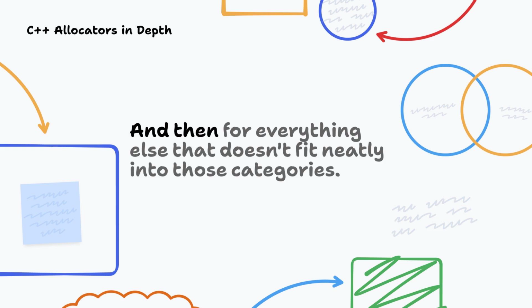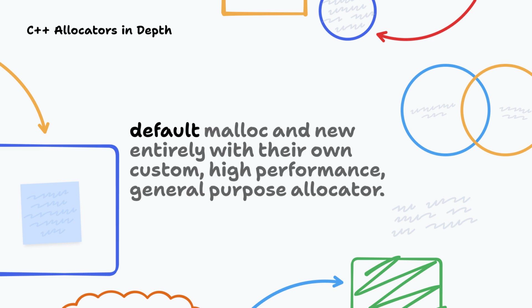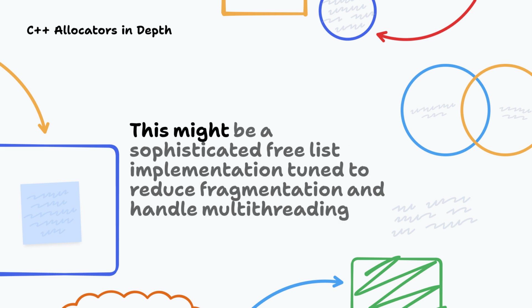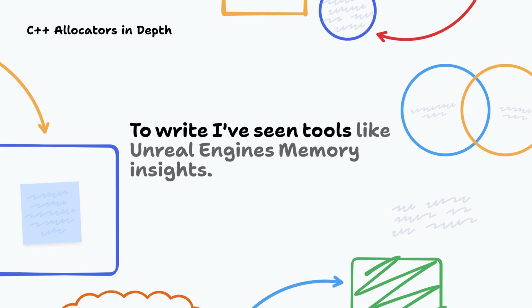Right. And then for everything else that doesn't fit neatly into those categories, maybe level loading data, configuration strings, more persistent objects, they'll often replace the system's default malloc and new entirely with their own custom high-performance general-purpose allocator. This might be a sophisticated free list implementation tuned to reduce fragmentation and handle multi-threading efficiently, much better than the generic OS one. And having this fine-grained control must really help with debugging too, right? I've seen tools like Unreal Engine's Memory Insights. Absolutely.